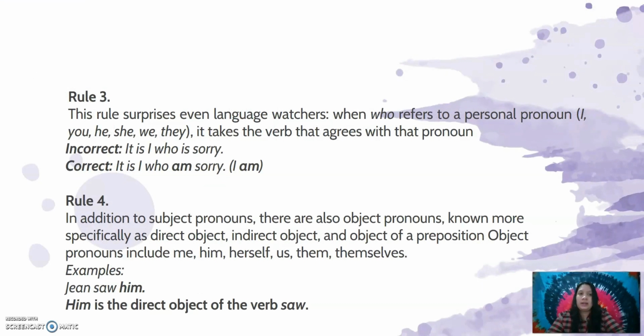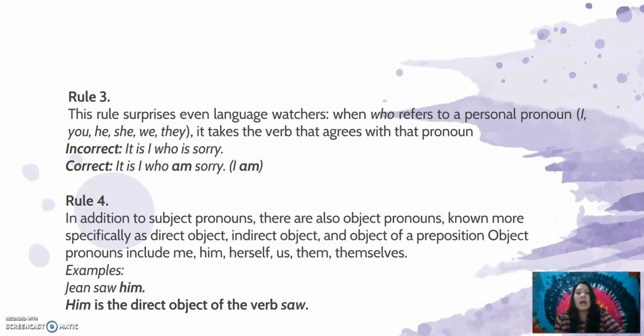Rule 3. This rule surprises even language watchers. When who refers to a personal pronoun (I, you, she, we, they, it), it takes the verb that agrees with that pronoun. Incorrect: it is I who is sorry. The correct one is: it is I who am sorry. I am.